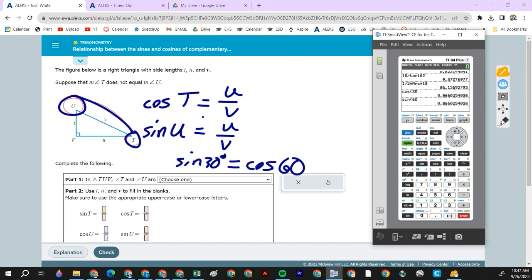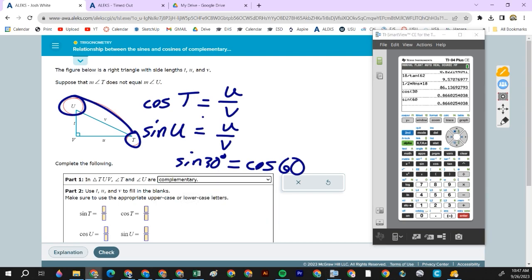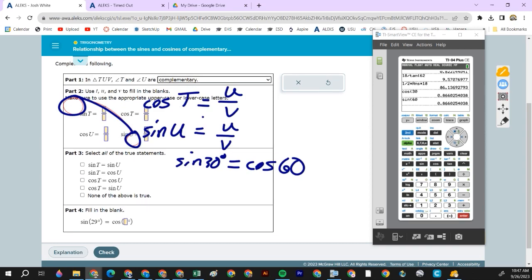So if you know that the cosine of 10 is a particular ratio, then the sine of 80 is always going to be that exact same ratio, which is what this question is getting at. So here, those two angles are complementary. Then you're going to figure it out and select all of them that are true. The sine of t equals the cosine of u, and the cosine of t equals the sine of u. And so if the sine of 29 is equal to what? Well, that would just be 90 minus 29, so the cosine of 61.